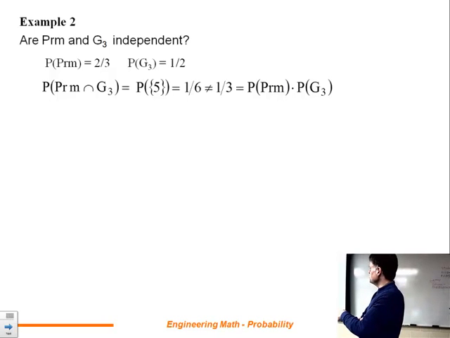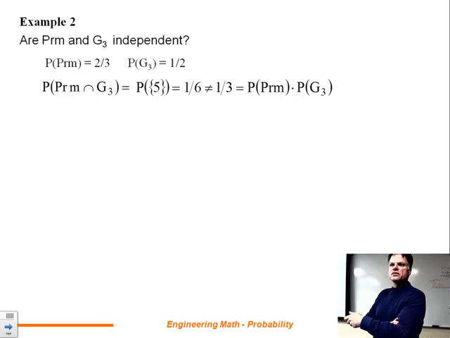What this says in particular is, let's suppose you know that something greater than 3 was rolled. Then that actually decreases your estimate of the likelihood that it's prime, than if you didn't know anything.